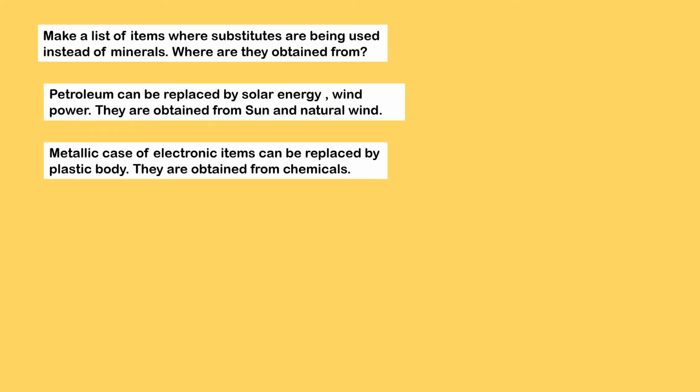Make a list of items where substitutes are being used instead of mineral. Where are they obtained from? So petroleum can be replaced by solar energy, wind energy. They're obtained from the sun and natural wind. Metallic case of electronic items can be replaced by plastic. They're obtained from chemicals. Again, learn.